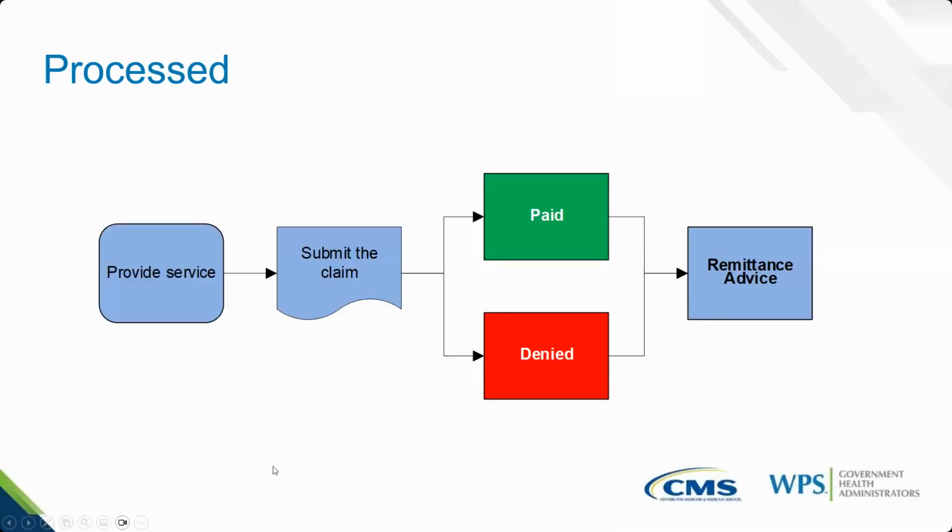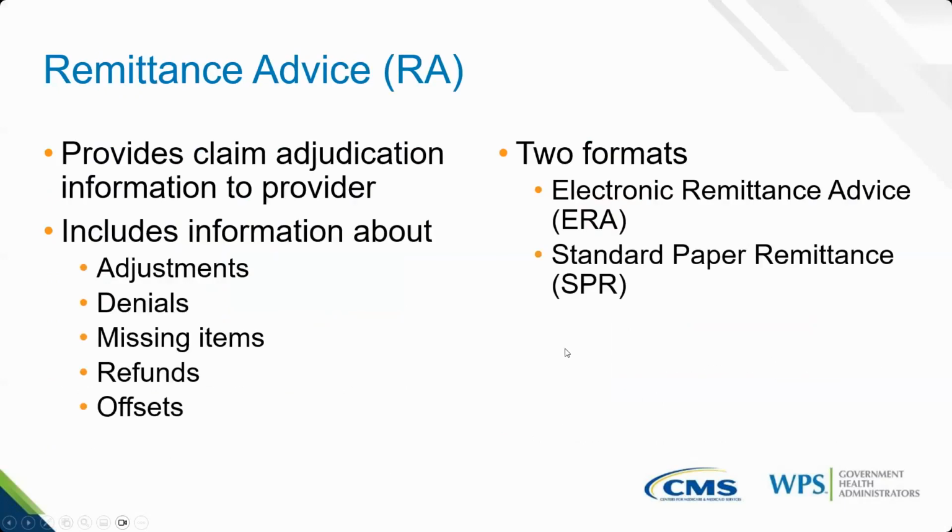Here then is a graphic that shows the path for a processed claim. The service is provided, the claim is submitted, and the claim line or claim in itself is either paid or denied, and the information will print out on the remittance advice. So let's talk about the remittance advice. I do want to talk about the importance of that document, that remittance advice, or RA.